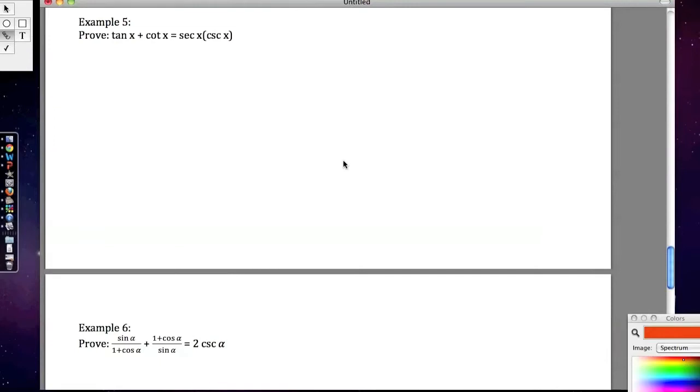Let's look at example 5. Example 5 is kind of unique. It's not something that we've necessarily seen before. When I've got tangent x plus cotangent x is equal to secant x times cosecant x, it may not be a situation where we know which one is more difficult. So let's do this. I'm going to keep this side the same, because this is multiplication. I'm going to pick this side because it has the addition sign. So I'm going to rewrite.